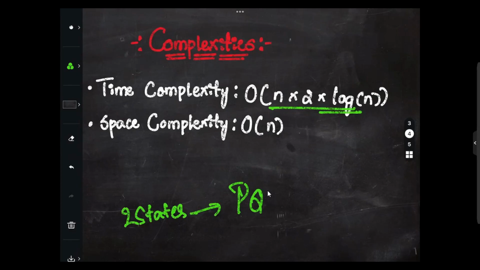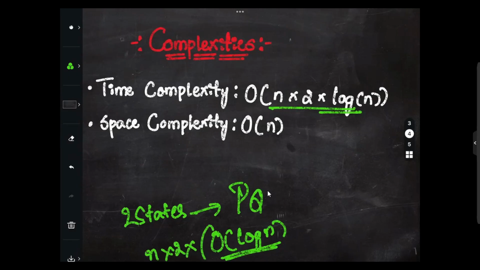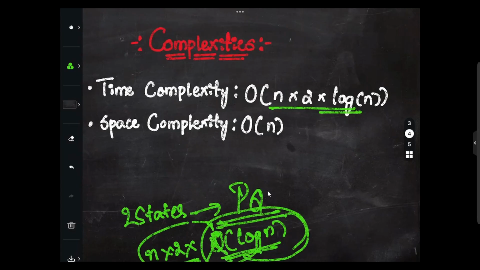So each of the two states per index is pushed into the priority queue. The time complexity when we make use of the priority queue would be logarithmic n. Each of the two states per index will be pushed into the priority queue, so it will be n into 2 into, so total priority queue operations are logarithmic n. So overall this will be big O of n into 2 into logarithmic n. Let's write this: big O of n into 2 into logarithmic n. So this is fine.